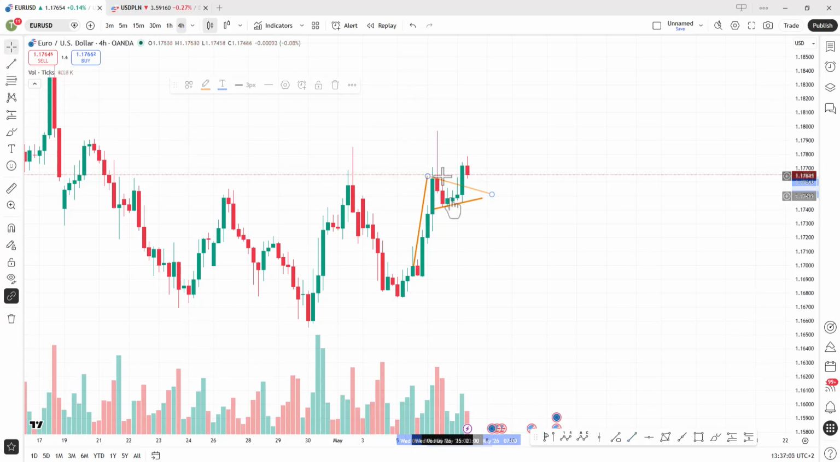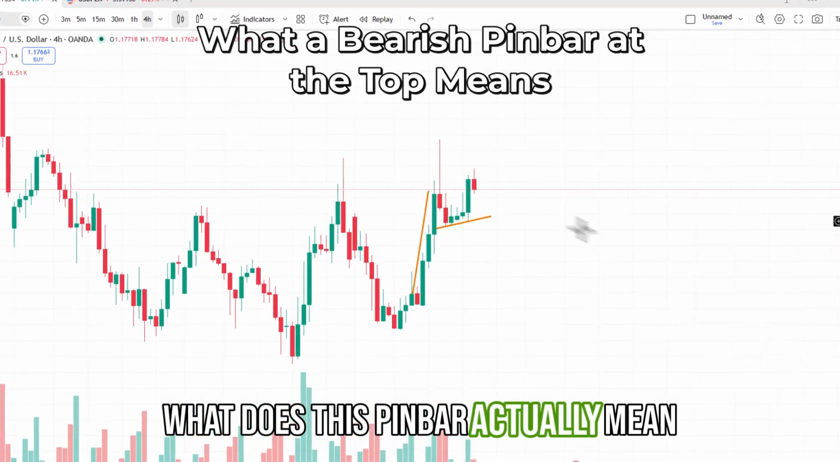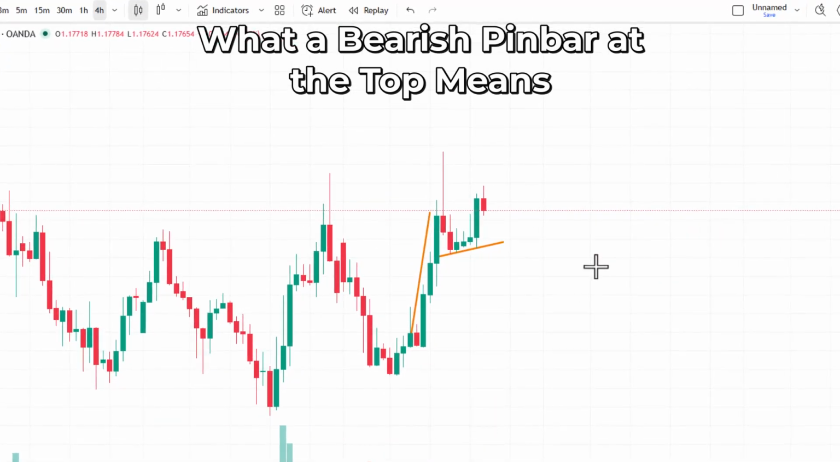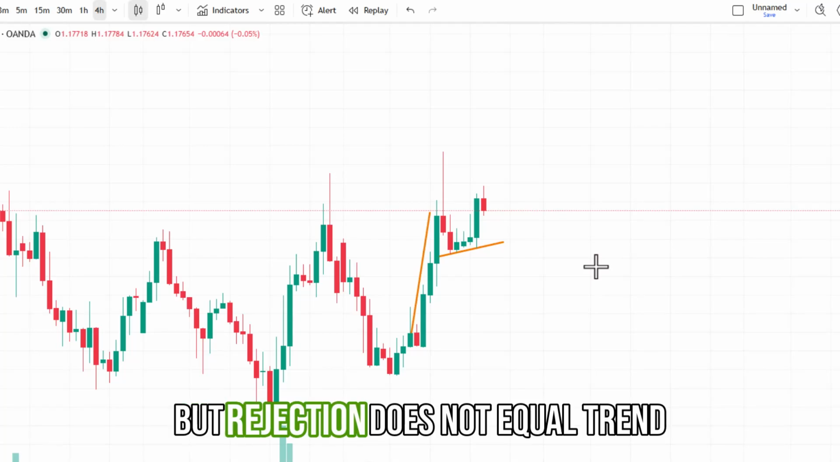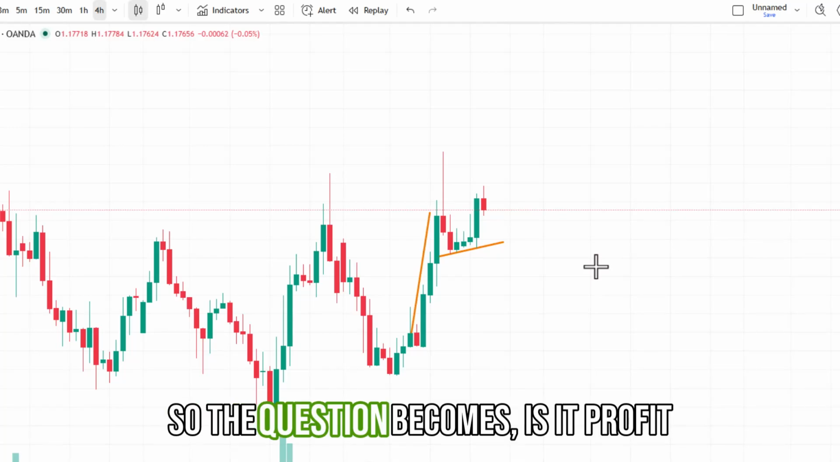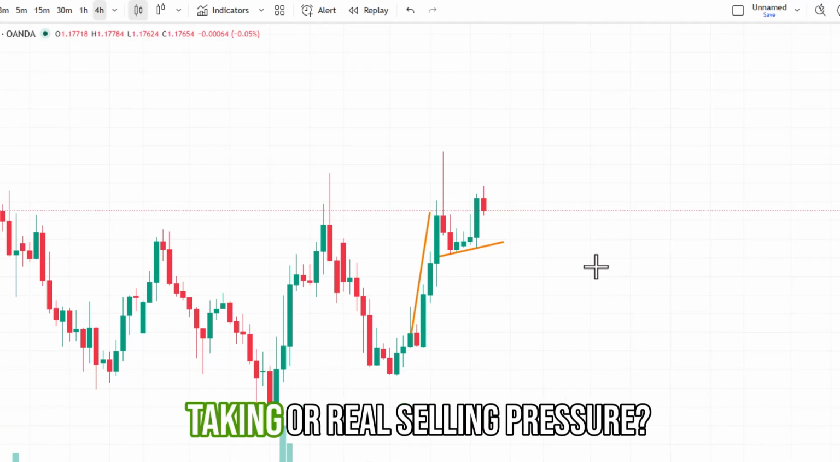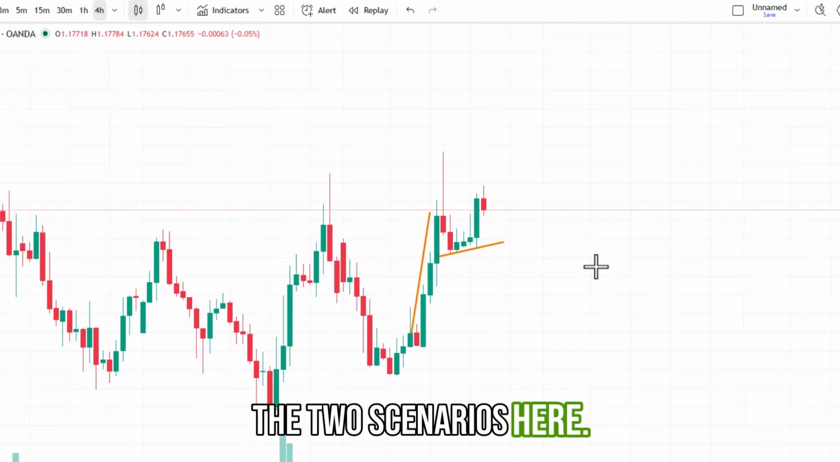The question is, what does this pin bar actually mean at the top? A bearish pin bar signals rejection of higher prices, but rejection does not equal trend reversal. So the question becomes, is it profit taking or real selling pressure? There are two scenarios here.